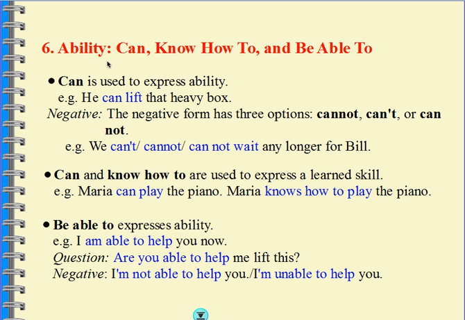Subtitle 6. Ability. Can, know how to, and be able to. Can is used to express ability. Example, he can lift that heavy box. The negative form of can.